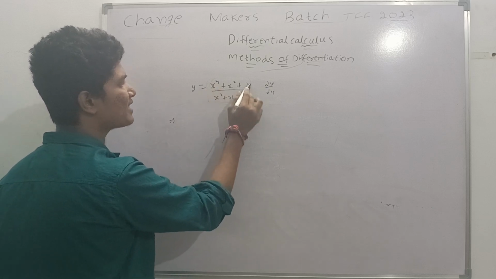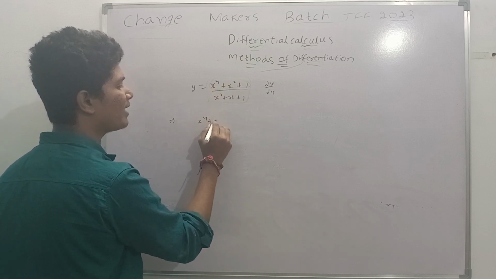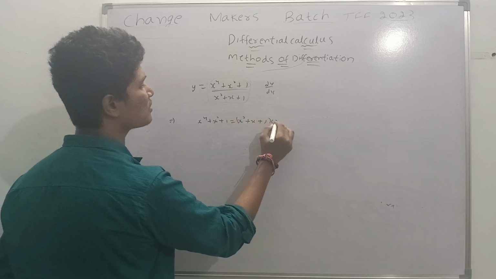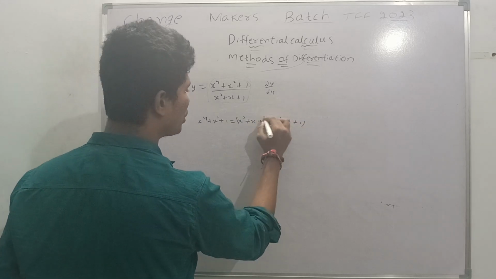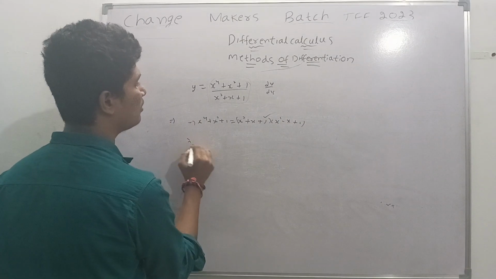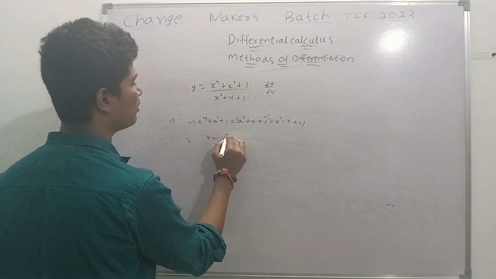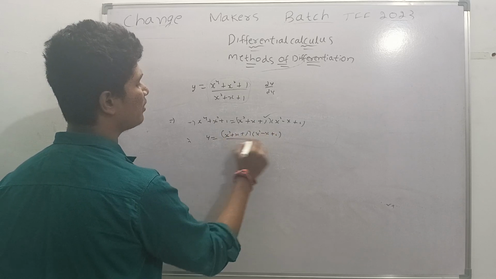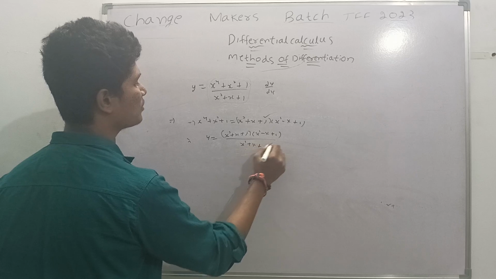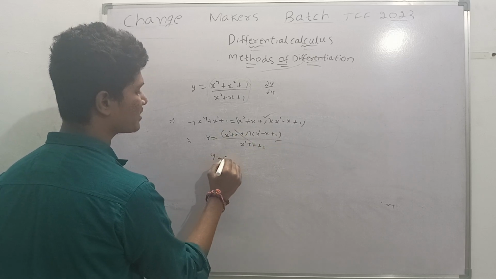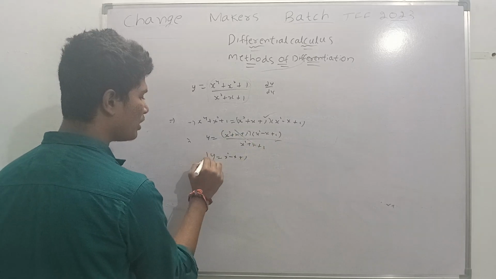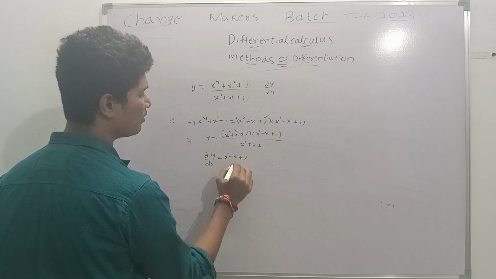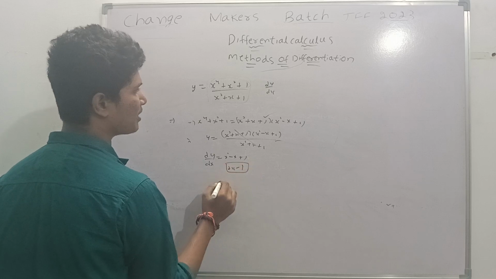This x power 4 plus x square plus 1, you can write as (x square plus x plus 1) into (x square minus x plus 1). Is it true? Yes. Then substitute it. What you will get? (x square minus x plus 1) into (x square plus x plus 1) divided by (x square plus x plus 1). So these two get cancelled, that is x square minus x plus 1. And when we apply the differentiation, dy by dx, you will get for x square 2x, for x minus 1. That's it. 2x minus 1.